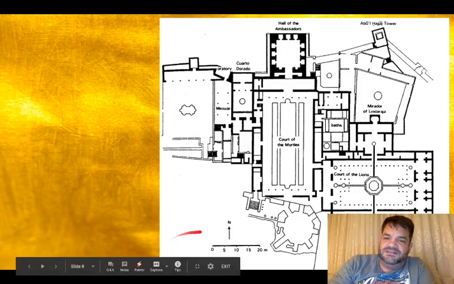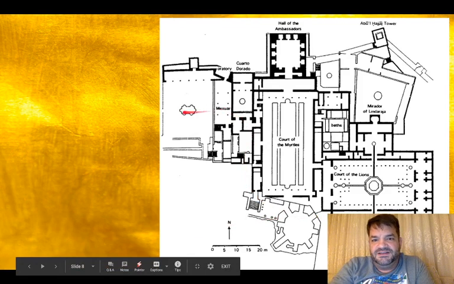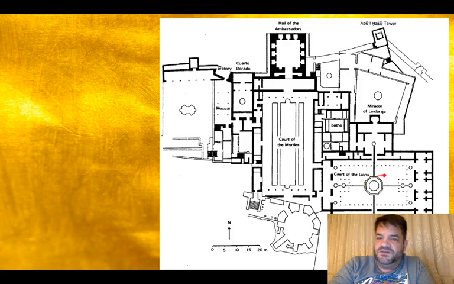It is not a symmetrical building, okay? It's not a symmetrical structure. So we've got some of the famous parts, the Court of the Lions, the Hall of the Ambassadors, okay? And we've got just various parts of the palace. So here's the floor plan.